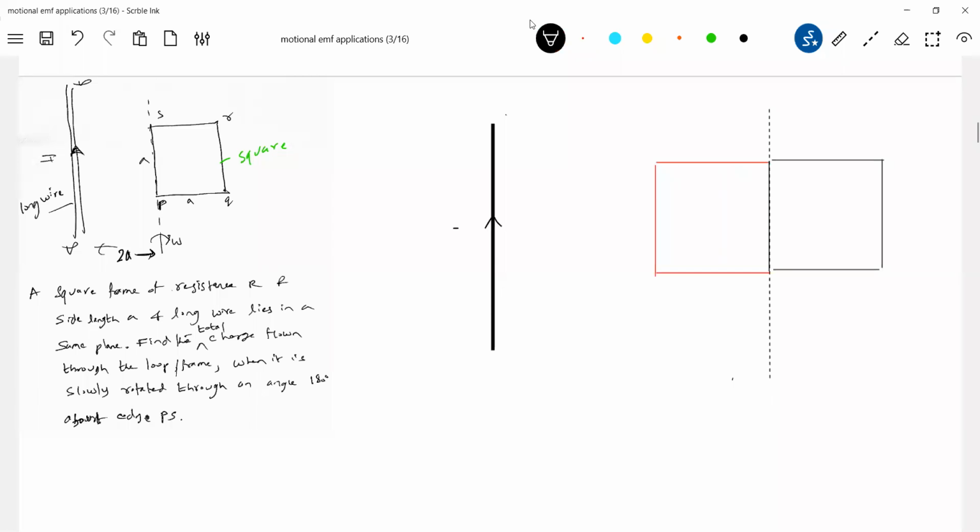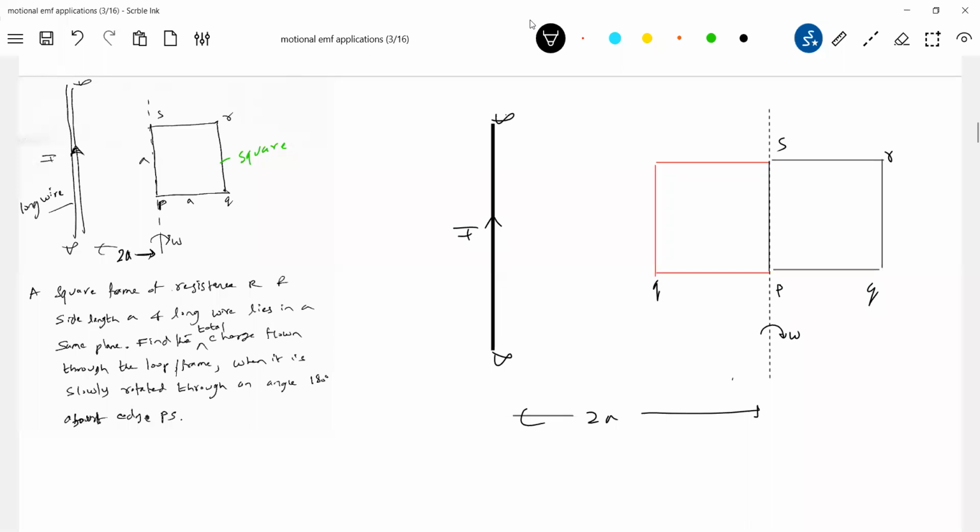There's a long wire. So this distance is what? It was given 2a. So this is PQRS. I'm going to rotate it by 180 degrees. Then the loop will come to this position. Or you can say it is flipped, anything.